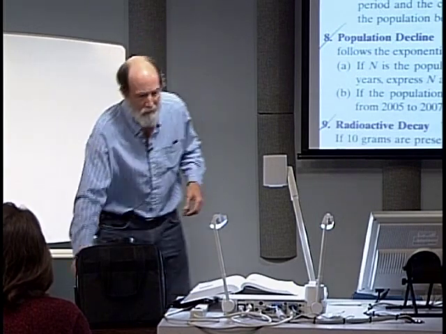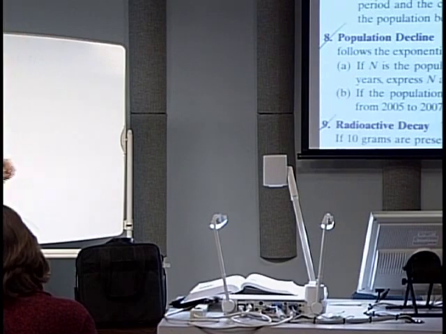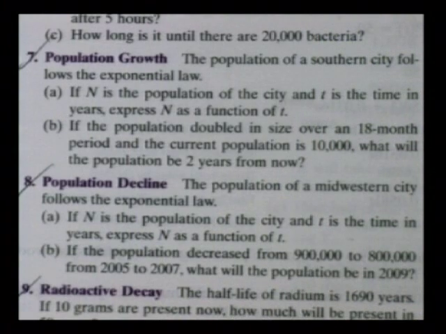Okay, good. So here's the question, population. Southern city following exponential laws. N is the population of the city, T is the time in years, express N as a function of T. Well, it's up here on the other board, right? Now, this is number 7, and for those using this particular textbook, page 332, Southern city population follows exponential growth.